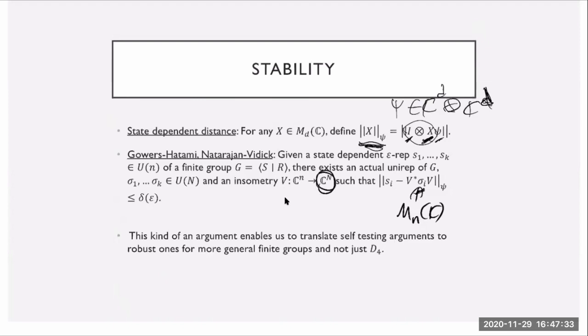So in some sense, every almost representation, every epsilon representation comes from this process of embedding your space in some larger space, acting with a genuine representation, and then pushing down back to the original space. Okay? So every epsilon representation is close to this process. Okay, so it's not actually this process, it's close to this process under this psi norm, under this state-dependent distance.